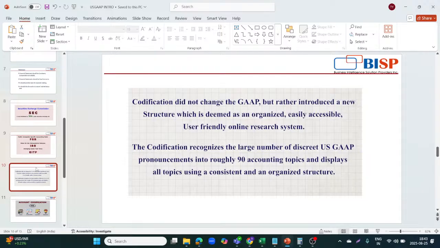The codification reorganized the large number of discrete US GAAP pronouncements into roughly 90 accounting topics and displays all the topics using a consistent and organized structure. The codification did not change the GAAP, but rather introduced a new structure which is deemed an organized, easily accessible, user-friendly online research system. That's why we use the codification.